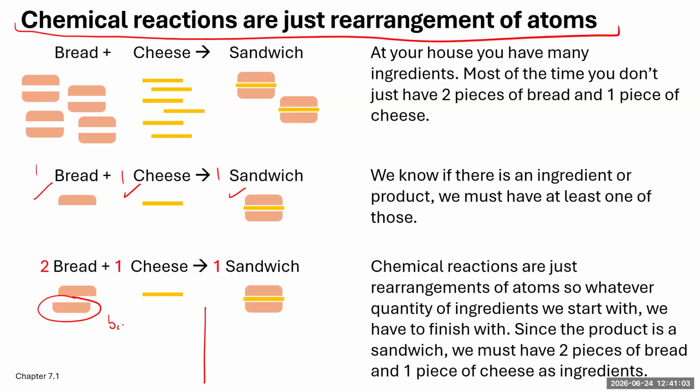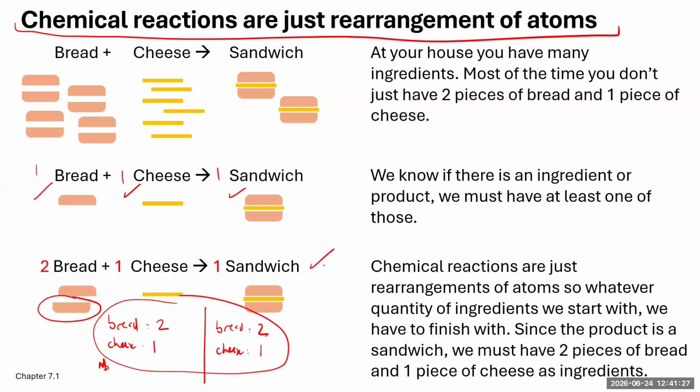Let's look at this. Bread, right? Cheese on both sides. Bread and cheese. All right. So here we have two pieces of bread. Here we have two pieces of bread. Here we have one cheese. Here we have one cheese. So now it's a balanced equation, right? So this is balanced.